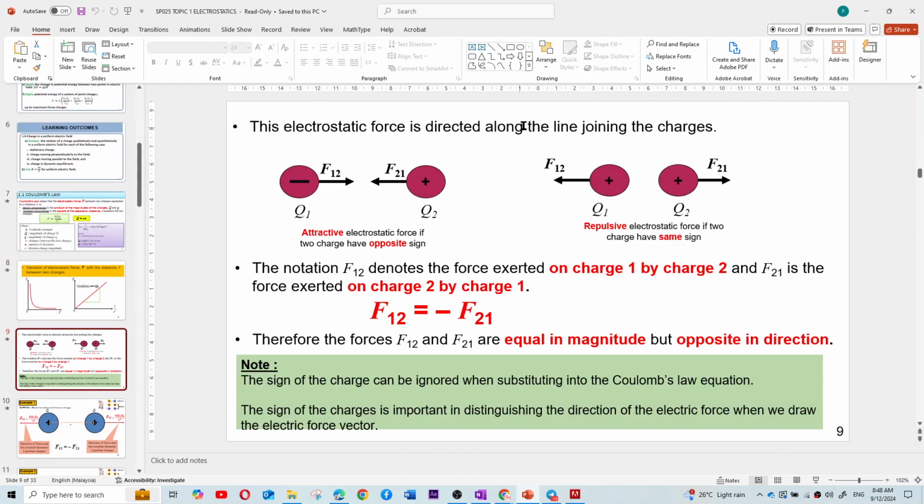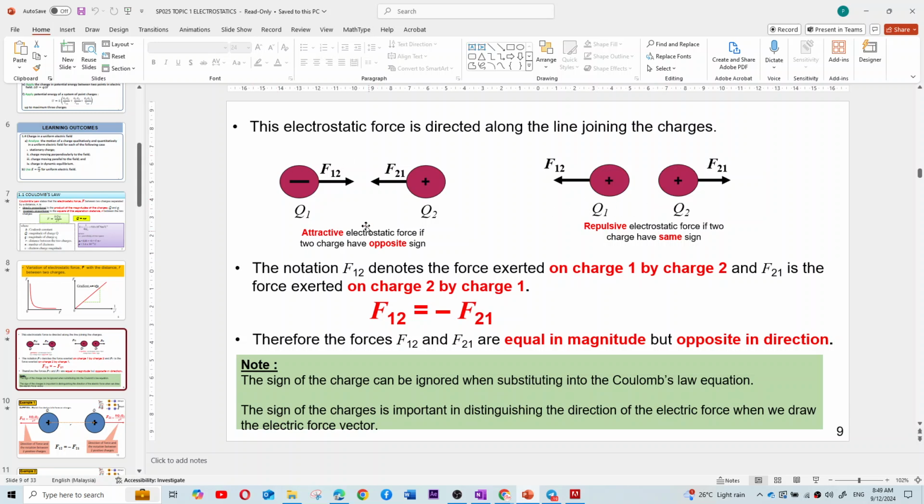Okay, and then the force is directed along the line joining the charges. So you see, attractive force, if the two charges have opposite sign, if one is positive, one is negative, then it is attractive force, they attract each other. If same sign, positive, positive, or negative, negative, then the repulsive force. Opposite sign they attract, same sign they repel.